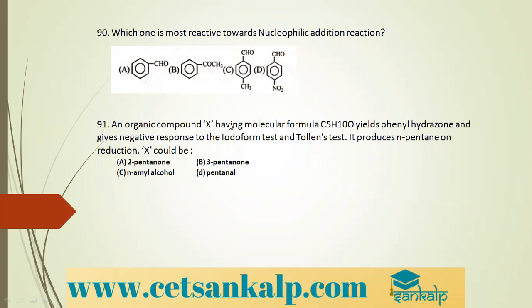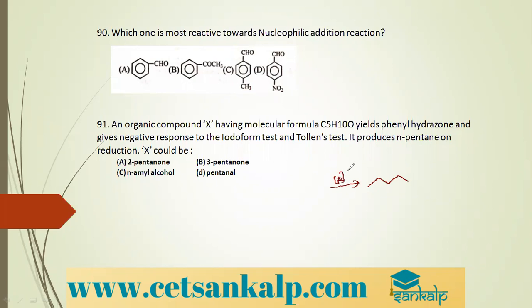Moving to the next question, an organic compound X having molecular formula C5H10O yields phenylhydrazone and gives negative response to iodoform test and Tollens' test. It produces n-pentane on reduction. n-Pentane is nothing but normal pentane. That is open chain structure. 1, 2, 3, 4, 5. So on reduction, it is giving me normal pentane.